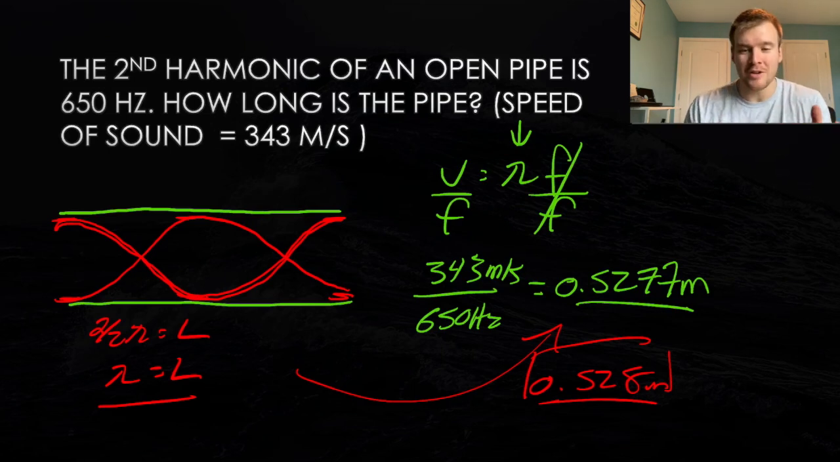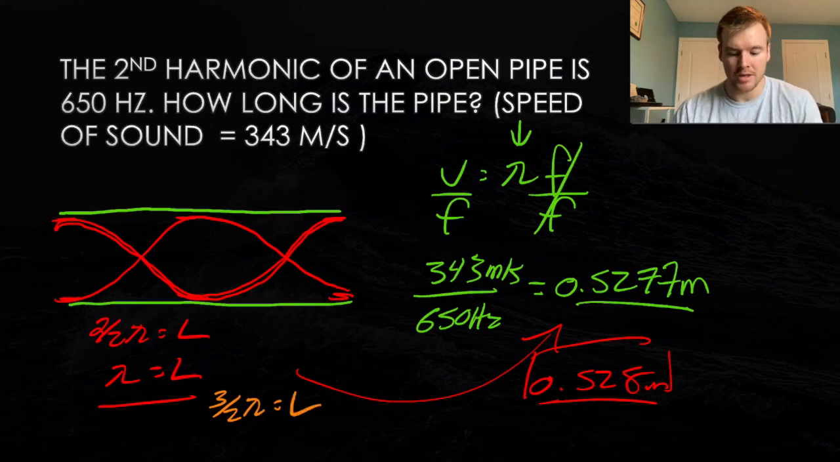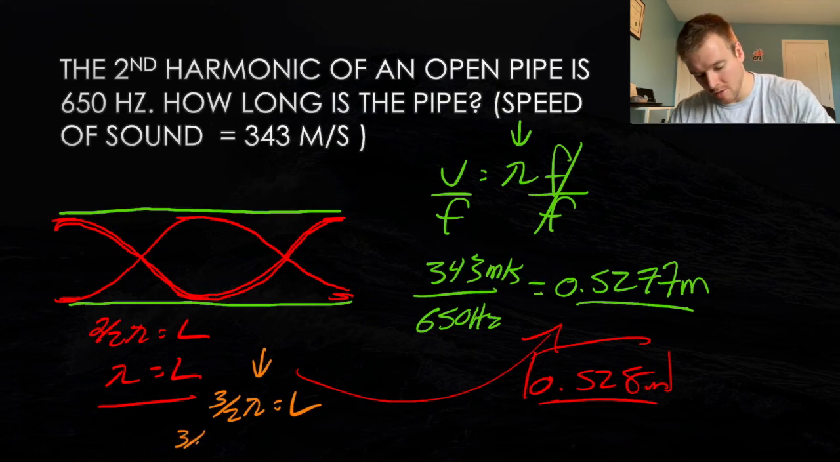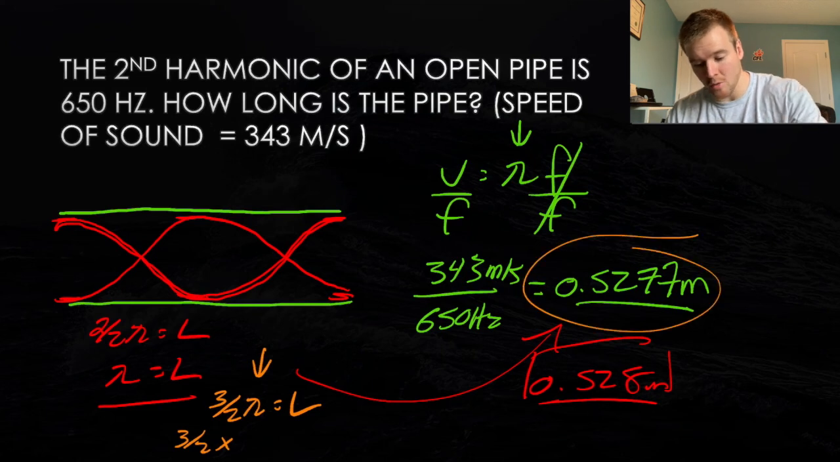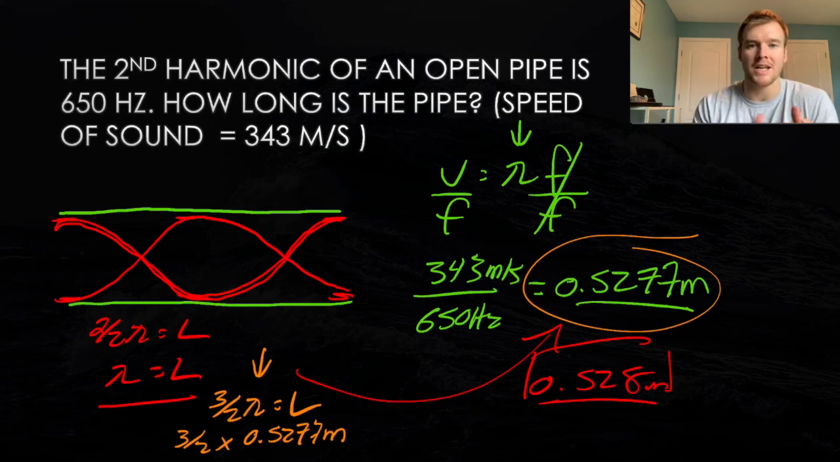Now you might be thinking, well, what if it isn't that easy? What if it's not just one wavelength? What if we have something like the third harmonic? And it's not too much more difficult there. I'll just show it in orange. If it was the third harmonic, we'd say, well, that's 3/2 of a wavelength is equal to the length of the pipe. How we'd solve for the length of the pipe, given that we know the wavelength here, is we just have to multiply that number by 3/2. So we go 3 over 2 times our wavelength, which we already found, 0.5277 meters.